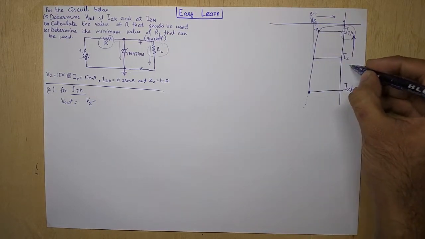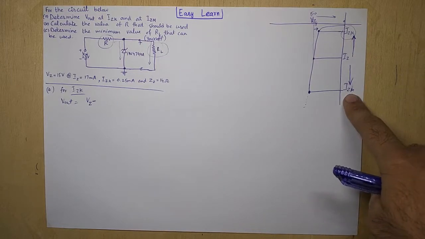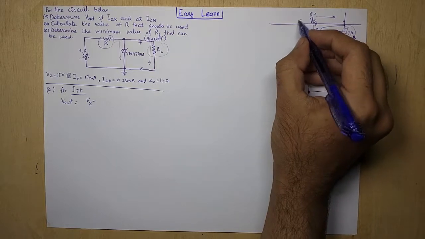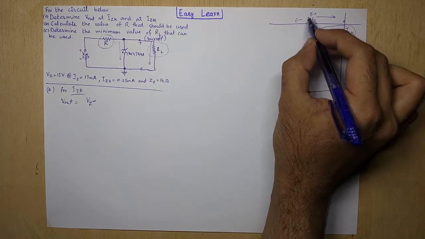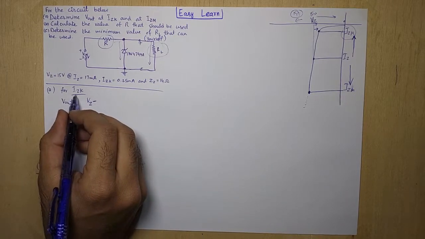If we add, going below these sides upward towards the IZM, then our value will be definitely towards the left side, and it's basically the 15 something plus. Okay, first of all, let's calculate for IZK.